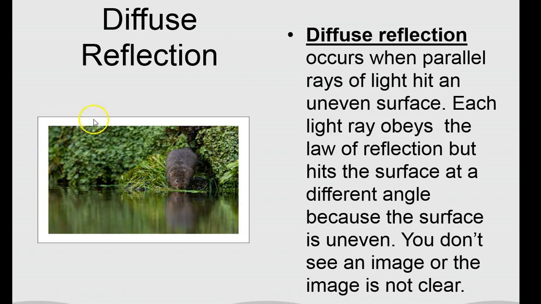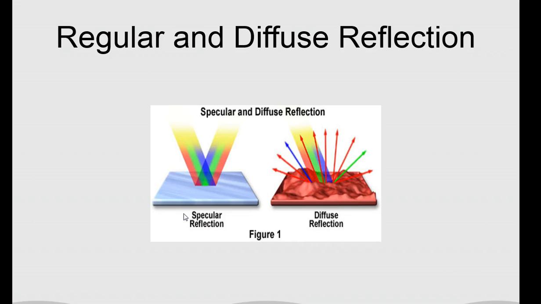Diffuse reflection is different. Diffuse reflection occurs when the parallel rays of light hit an uneven surface. So this body of water is uneven. Each light ray still obeys the law of reflection. It hits the surface and it reflects at the same angle of incidence. But because the rays hit at different angles, the image that we see is not clear. Sometimes we don't even see an image or it's blurry. That's why this otter looks really blurry. His reflection is diffuse.